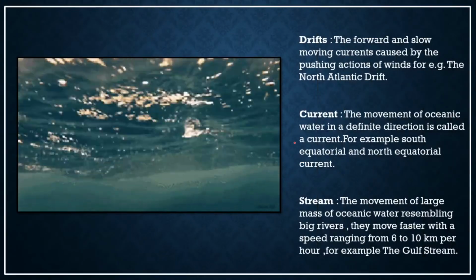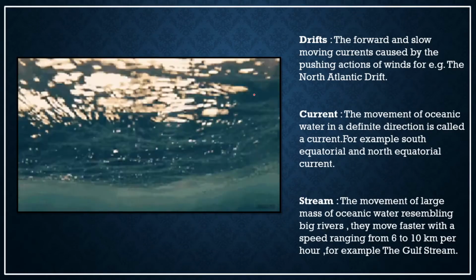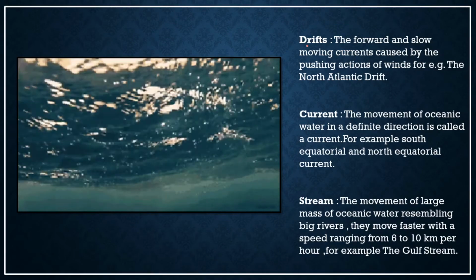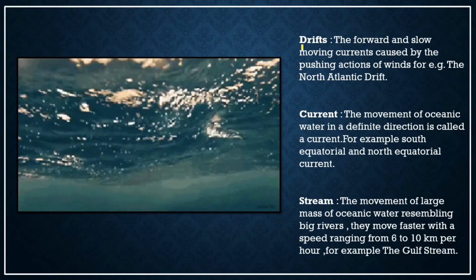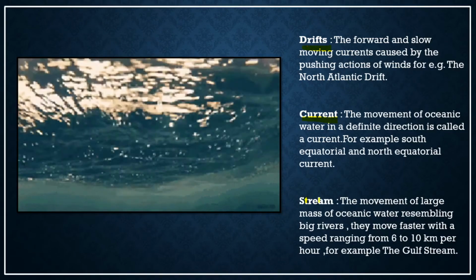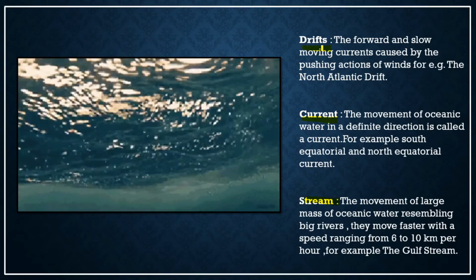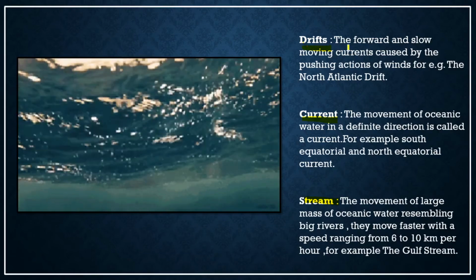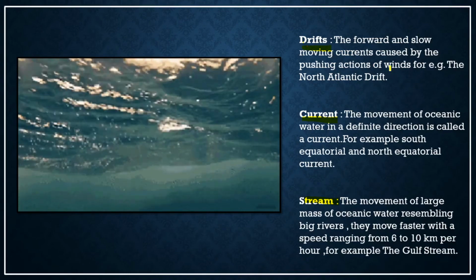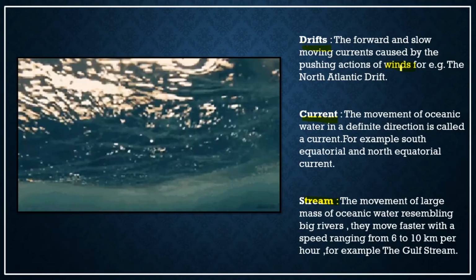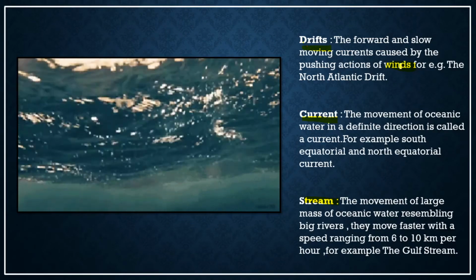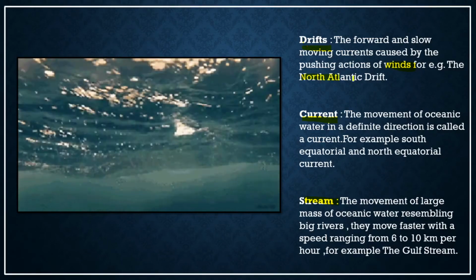Now, before we learn in detail about the ocean currents, let us learn a few more terms. For example, drifts, currents, and streams. Now, what are drifts? Drifts are the forward and slow movement of currents caused due to winds. So, winds are causing the movement of the water. And a very good example of a drift is the North Atlantic drift.